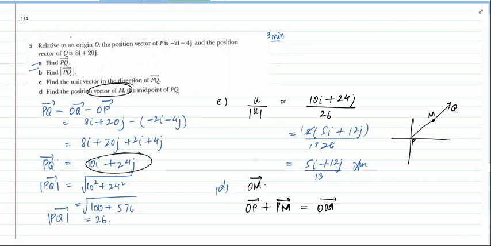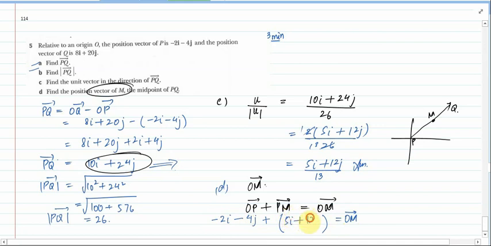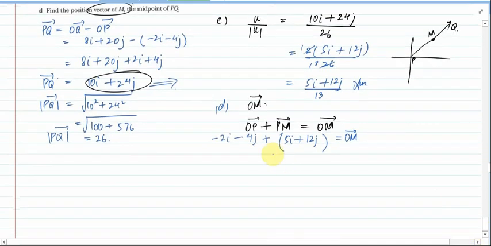Alright, now what is OP? OP is given in the question, that is minus 2i minus 4j. What is PM? PM is the midpoint of PQ, so we need to divide PQ by 2. So 10 divided by 2 is 5i, and 24 divided by 2 is 12j. Now we can easily add them. So 5 minus 2 is 3i, 12 minus 4 is 8j. That is the vector OM, and this is your final answer.